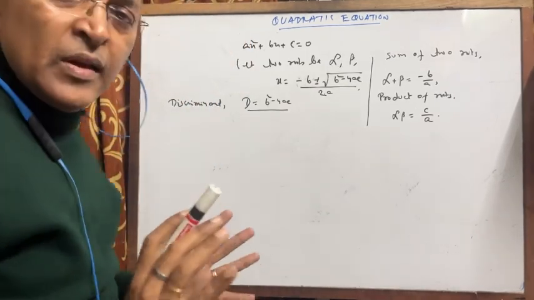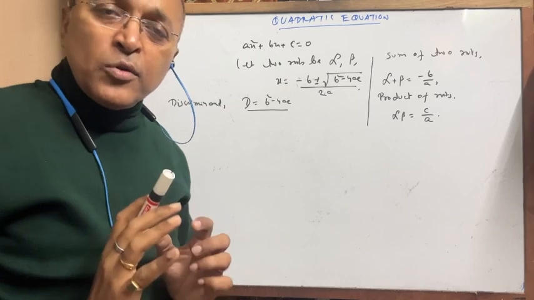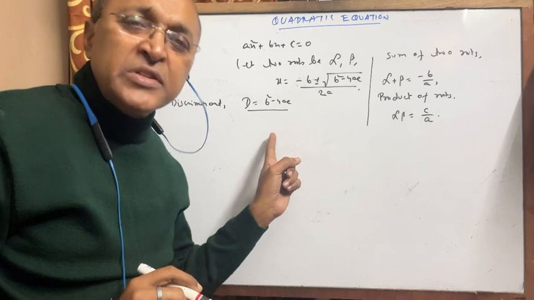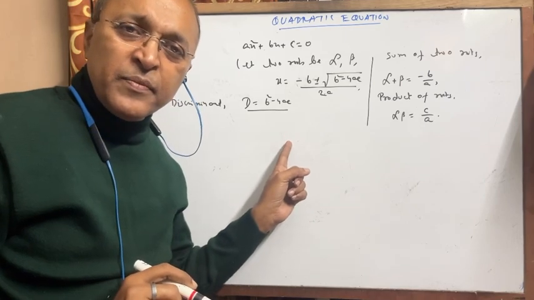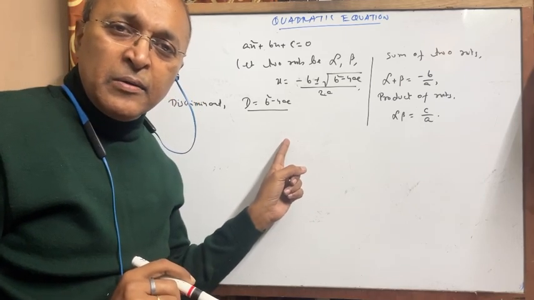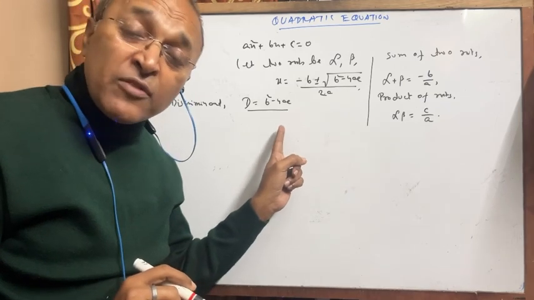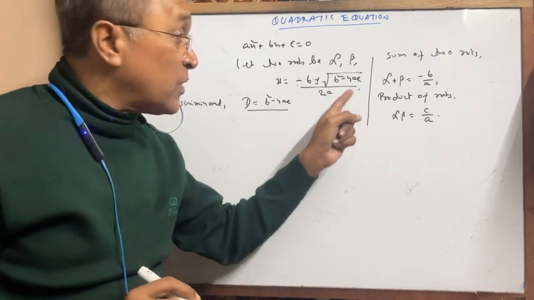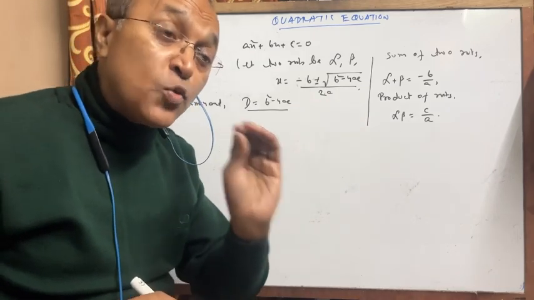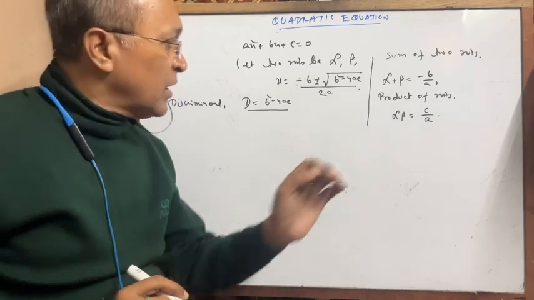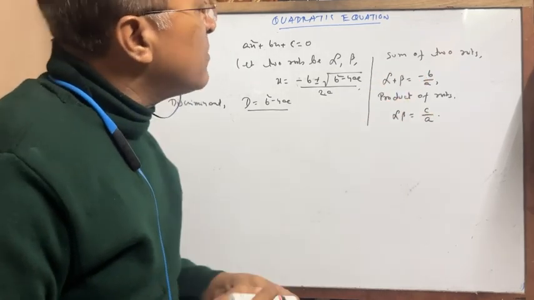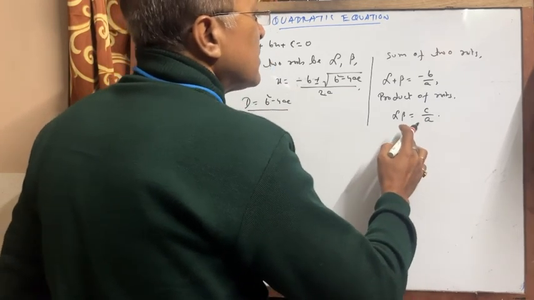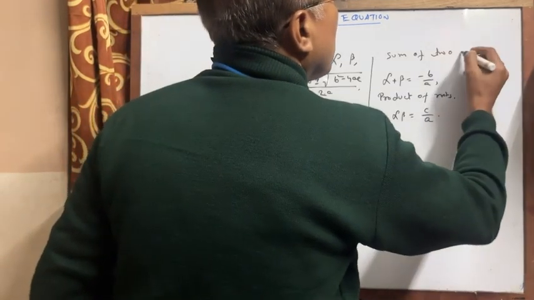So you have come to know about discriminant, which is b square minus 4ac. Why is this an important factor? Because this remains under the square root. This has to be positive for any real roots. Next, sum of two roots is minus b by a, and product of two roots is c by a.